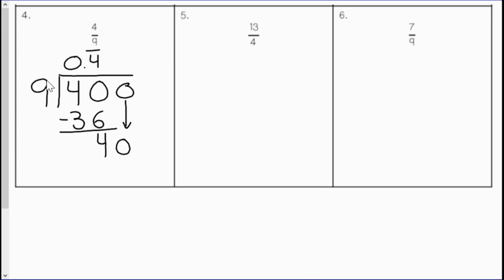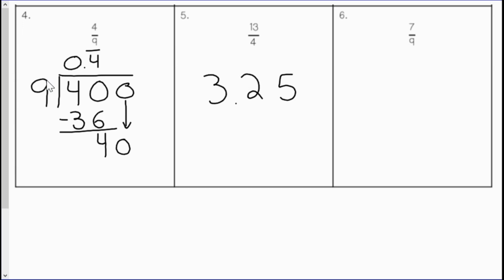3/9 would be 0.3 repeating, so on and so forth. So anytime you see a 9 in the denominator, it will be the numerator with a repeating bar as a decimal. Number 5, 13/4. 4 is my divisor. 13 is my dividend. After I carry out that division, I would get 3.25, which is a terminating decimal.